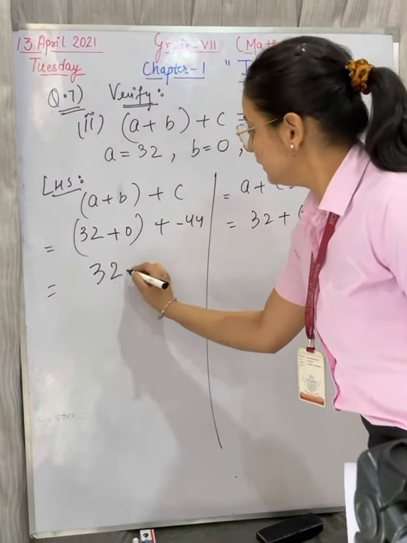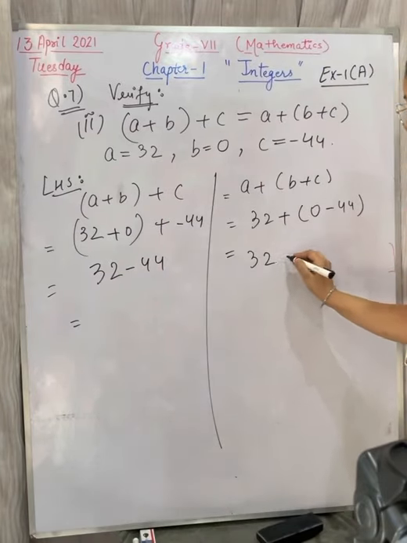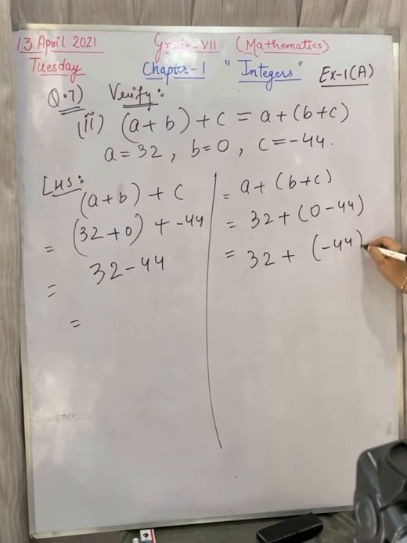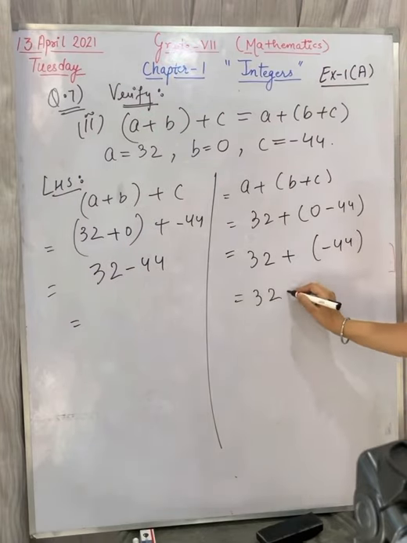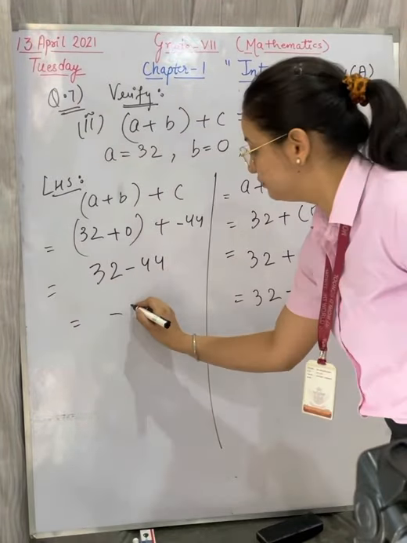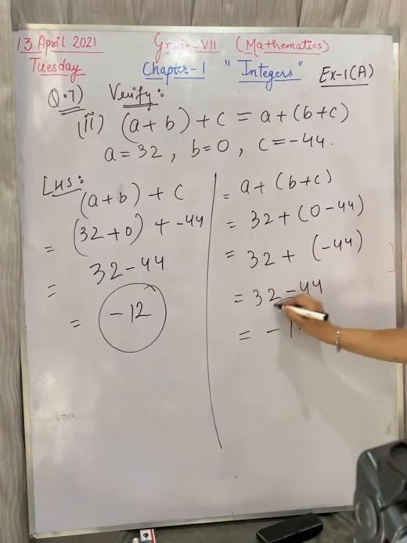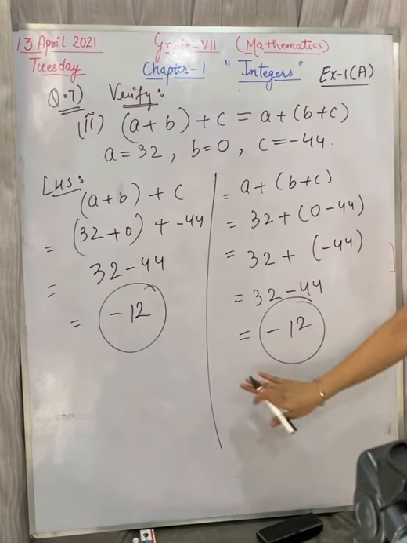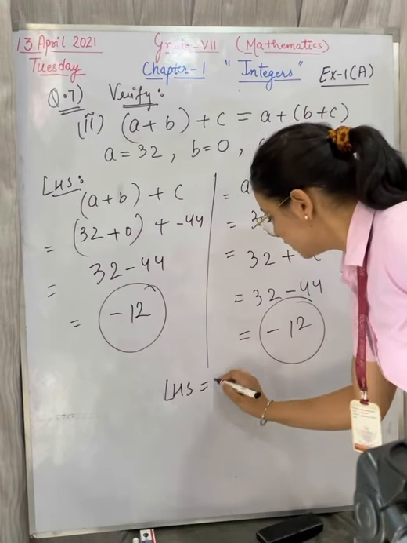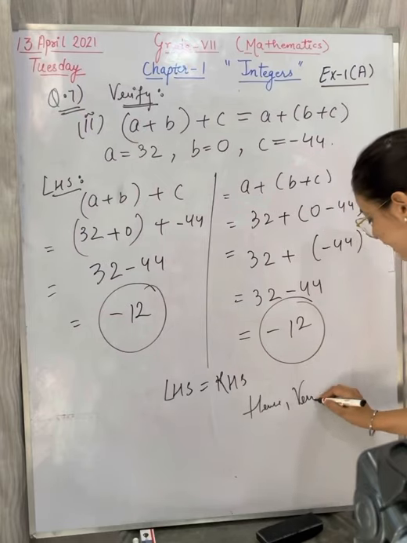Very good. Okay, minus 44. Here is 32 plus 0 minus 44. That is minus 44. It is equal to 32 minus 44. Here 32 minus 44 is minus 12. And here 32 minus 44 is again minus 12. So hence we can say that left hand side is equal to right hand side and hence verified.